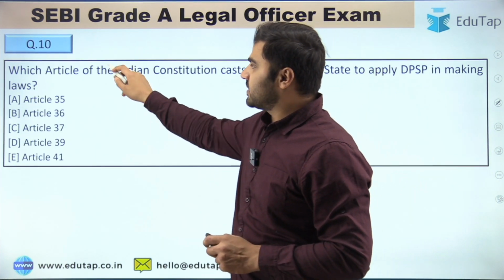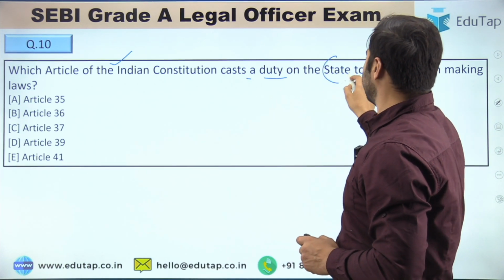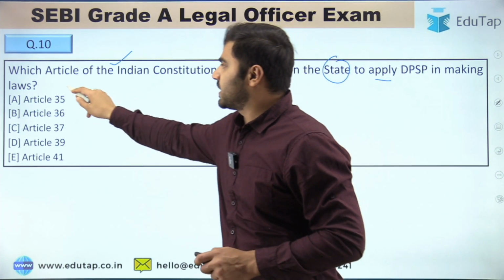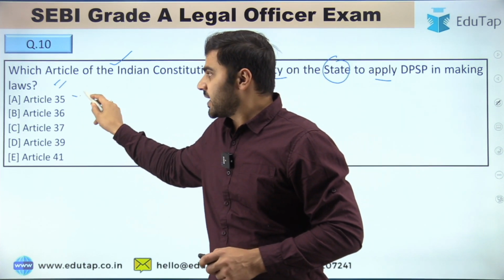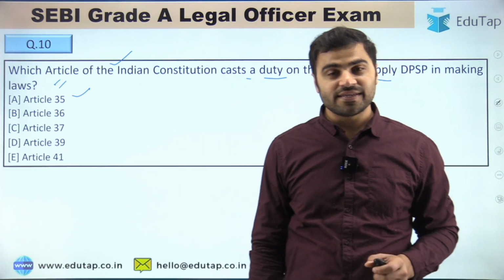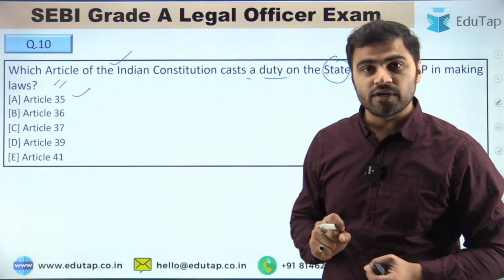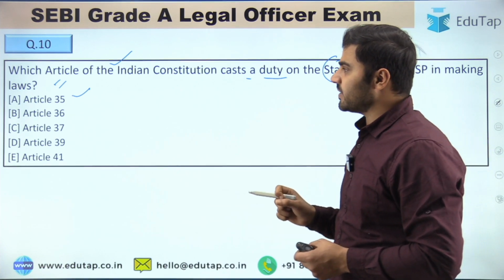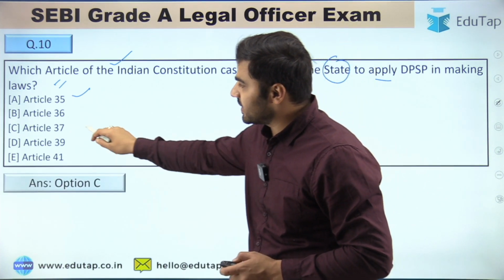Question number 10 is, which article of the Indian Constitution casts a duty on the state to apply DPSP in making laws? Your options are Article 35, Article 36, Article 37, Article 39 and Article 41. So which of the following is correct? The right answer for this question is option number C, that is Article 37.